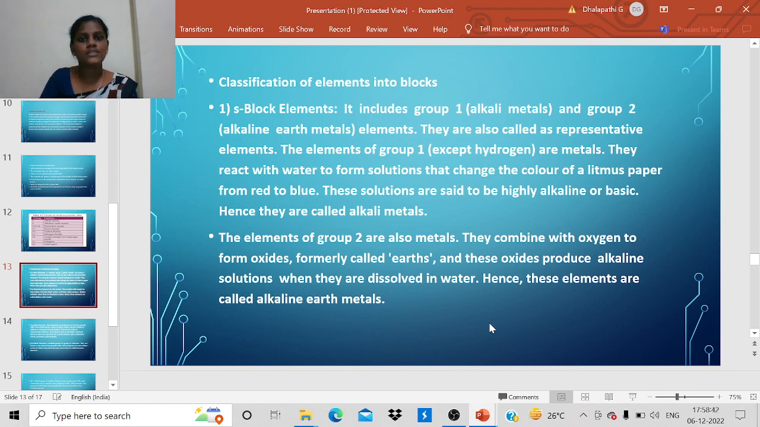S block elements include group 1 and group 2 elements, which are the alkali and alkaline earth metals. They are also called representative elements. Elements of group 2 are also metals. They combine with oxygen to form oxides, formerly called earths, and these oxides produce alkaline solutions when they are dissolved in water. Hence these elements are called alkaline earth metals.